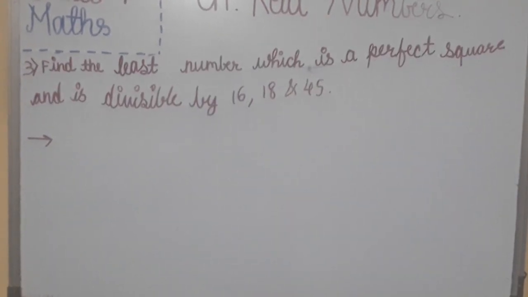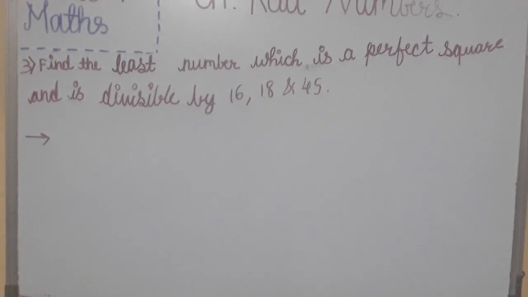Third question: find the least number which is a perfect square and is divisible by 16, 18 and 45. For making this question easy, first we could multiply 16 into 18 into 45, which comes to 12960, but prime factorization of that would be very long. So now we will do the easy step.